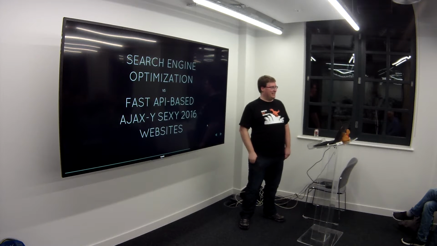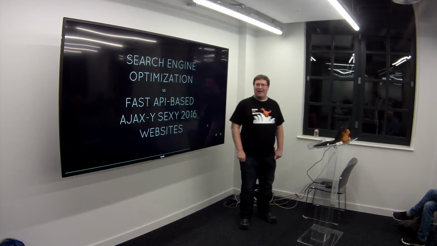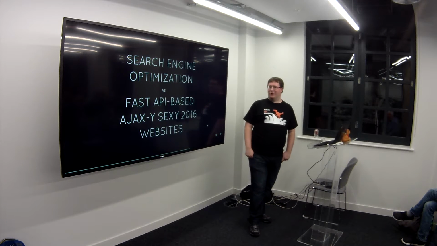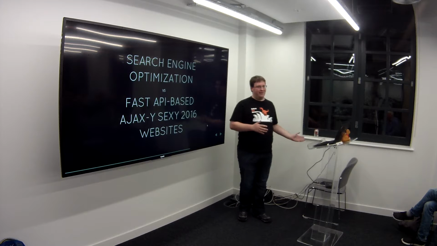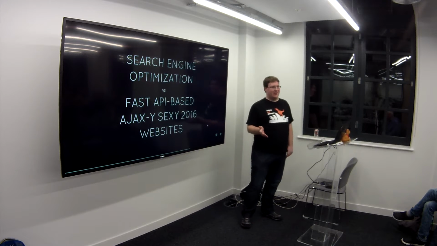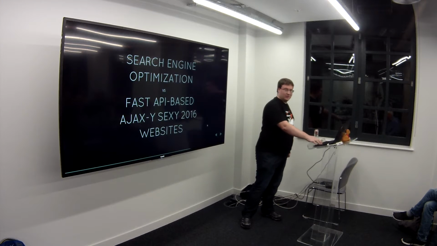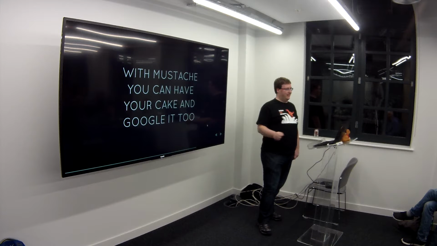So search engine optimization is the name of the game on the internet. You've got to make Google happy. And unfortunately, that was really easy back in the 90s, back in the early 2000s, when Googlebot went around and read HTML. But now you want to build your websites with Node.js and Angular and everything rendering on the client side and API first. And happy to say that with Mustache you can have your cake and Google it too.